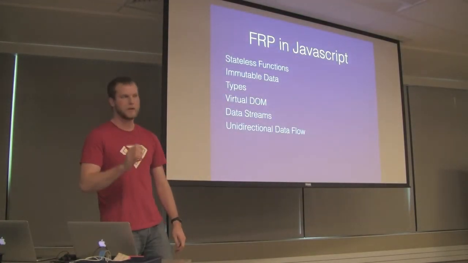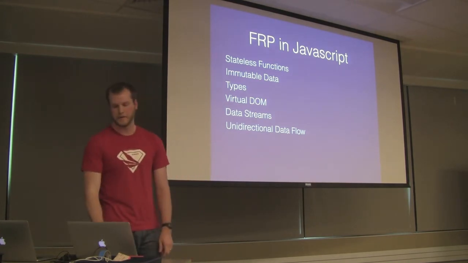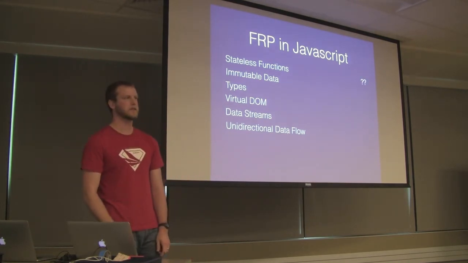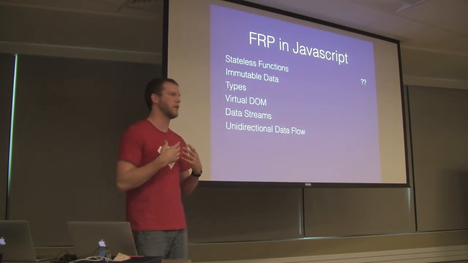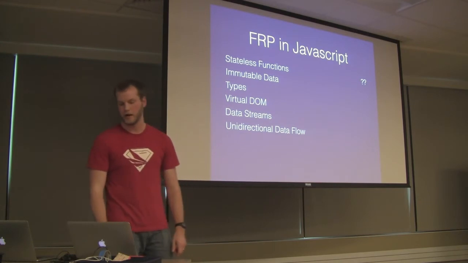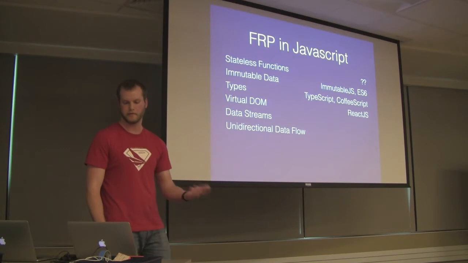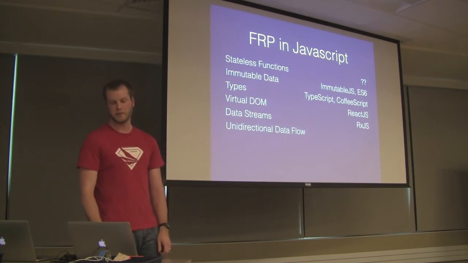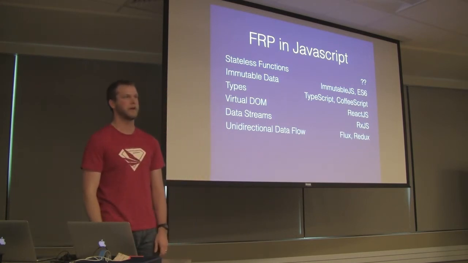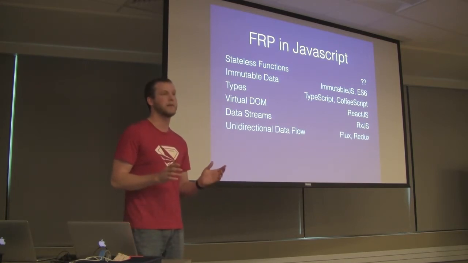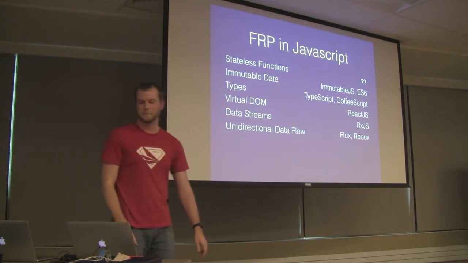So how do we do functional reactive programming in JavaScript today, or little pieces of it at least? For stateless functions, we don't really have libraries or tools. It's on us, the developer, to write functions in a stateless way. There are libraries for immutable data, for example Immutable.js. We have types, and ReactJS for virtual DOM. For data streams, we talked about RxJS, and there's Flux and Redux to enforce the unidirectional pattern. And I'm sure I've offended someone by not putting your favorite library up here. I apologize, there's only so much room I can put on the slide.